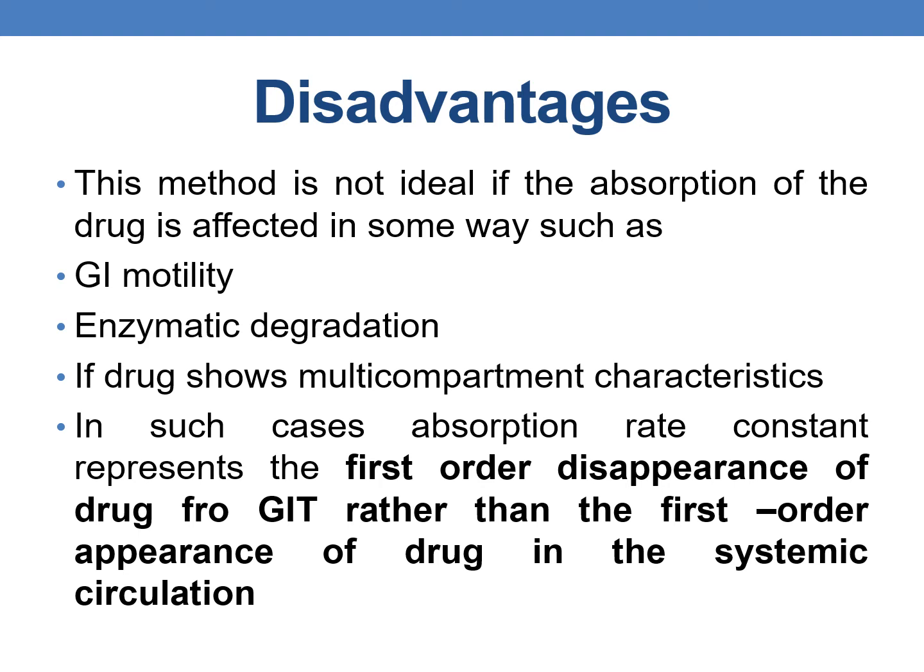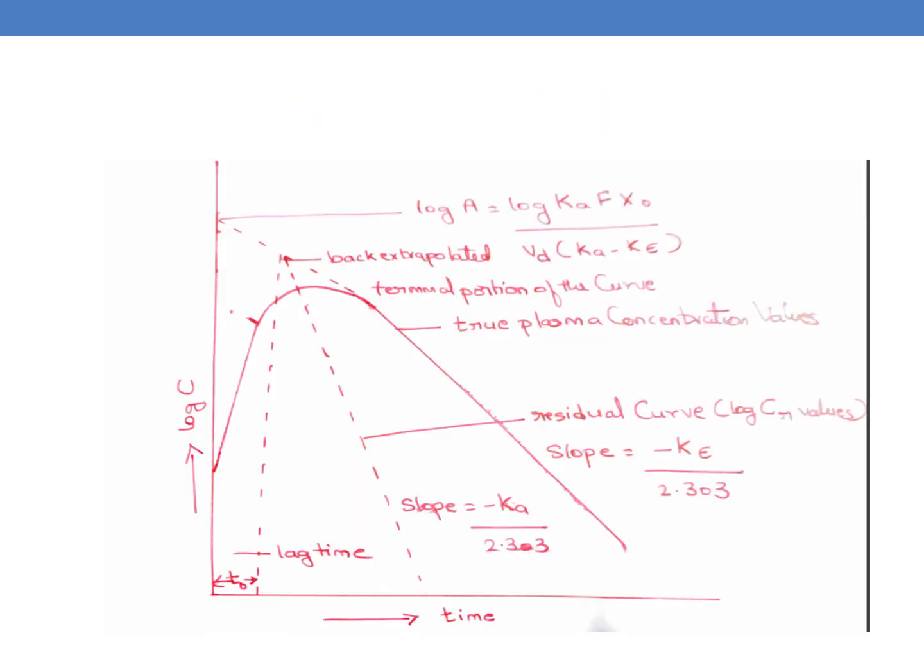Whenever there is a change in absorption due to GI motility or enzymatic degradation, or if the drug shows multi-compartment characteristics, the absorption rate constant determined will represent the first order disappearance of the drug from the GIT rather than the first order appearance of the drug into systemic circulation. So this is the disadvantage.